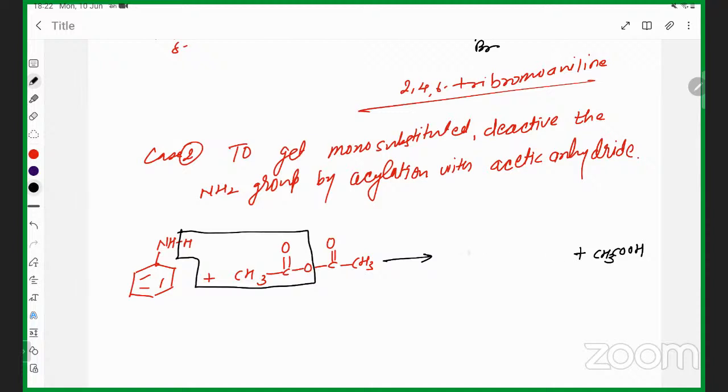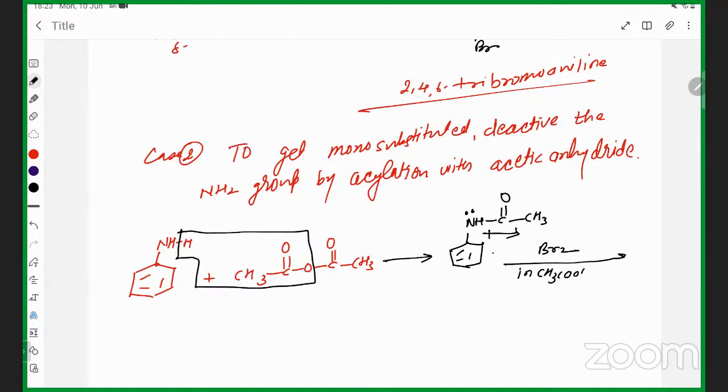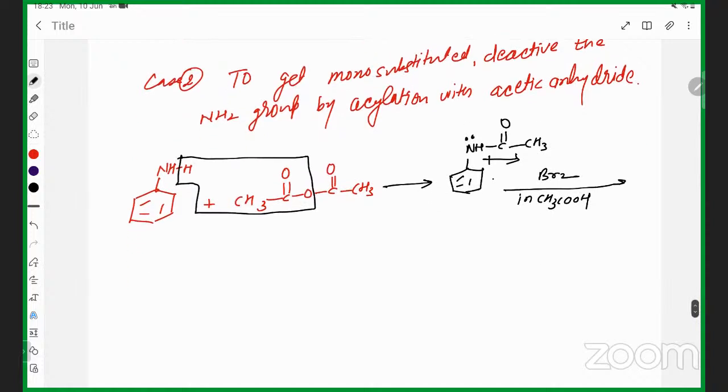And the remaining product you will get is one where the NH2 group is changed: here is the N, H is there, C double bond O CH3. Now this lone pair of electrons, instead of going into the ring, goes in this direction, so the ring gets deactivated. Now you treat this with Br2 in acetic acid. What are you going to get? You will get a mono substituted product now.